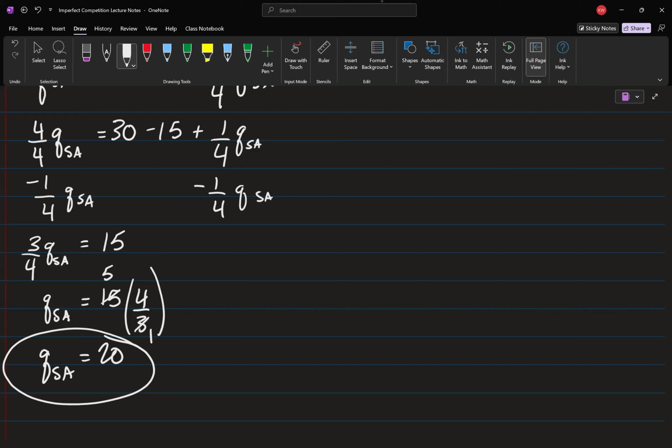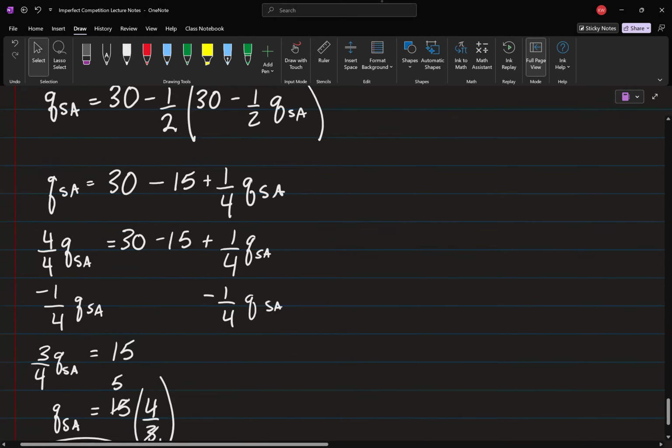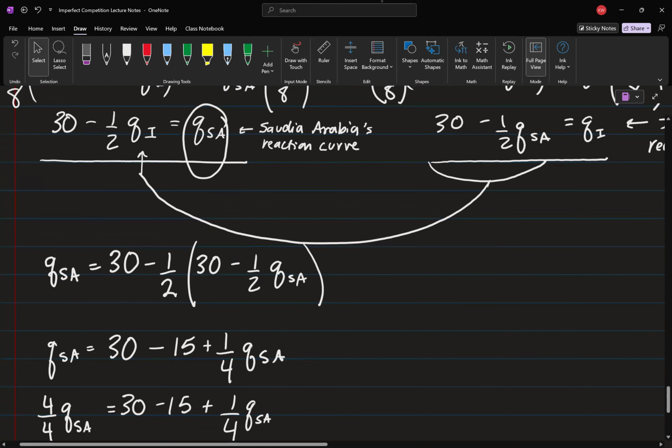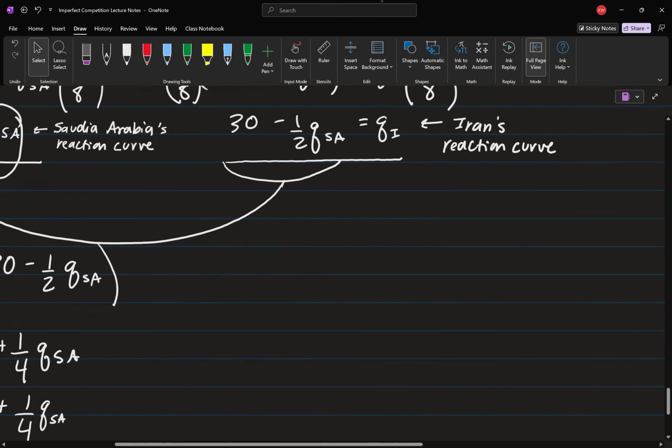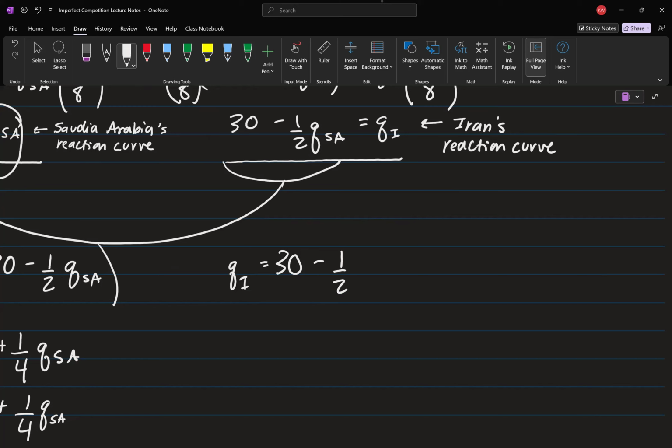Now we need to find how much Iran makes. Luckily, we have this handy-dandy formula that states Iran's output in terms of Saudi Arabia's output. And we've just found that Saudi Arabia's output is equal to 20 million barrels. So what we can do is just substitute directly for Saudi Arabia's output. That's going to give us that Iran's output is equal to 30 minus 1/2 times 20.